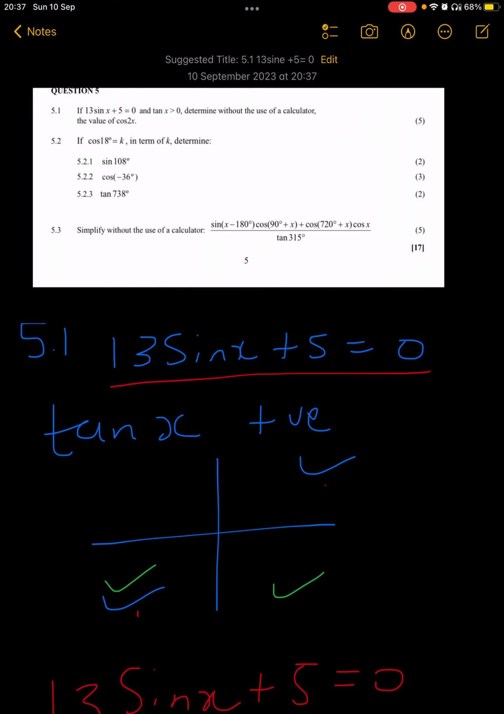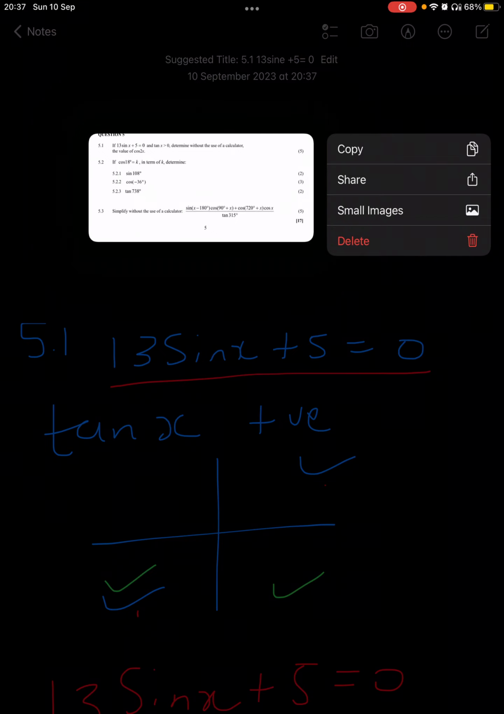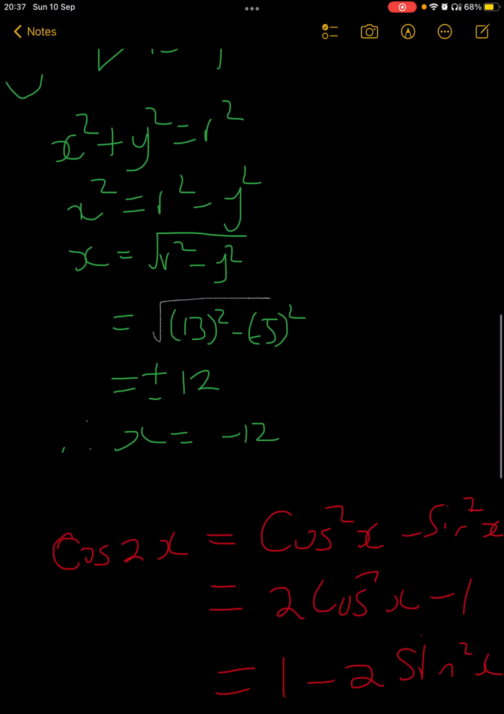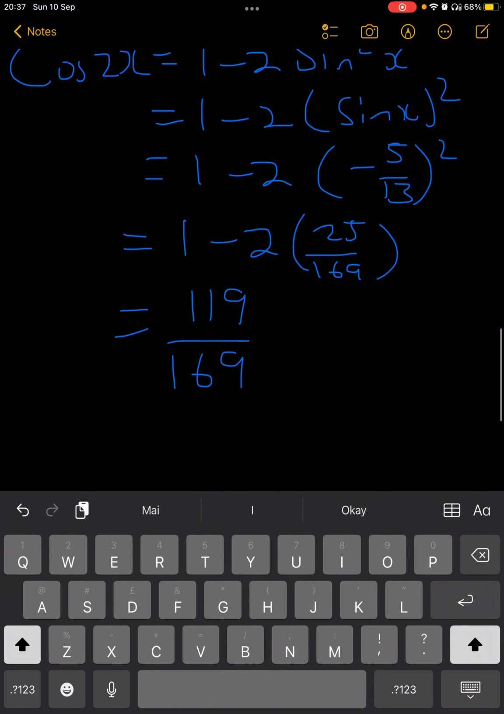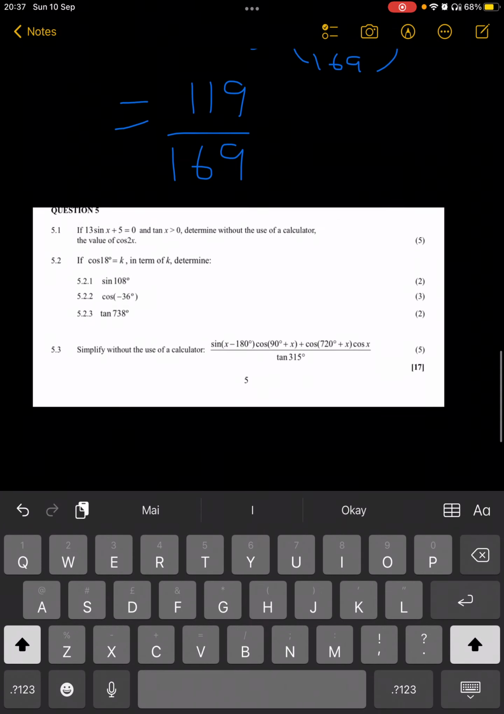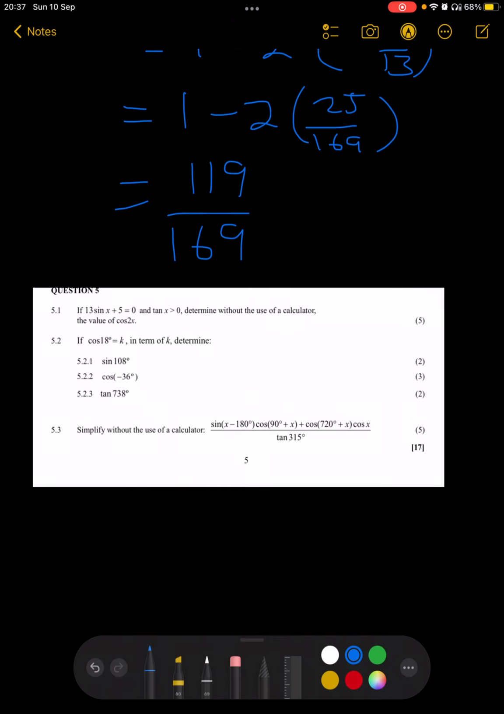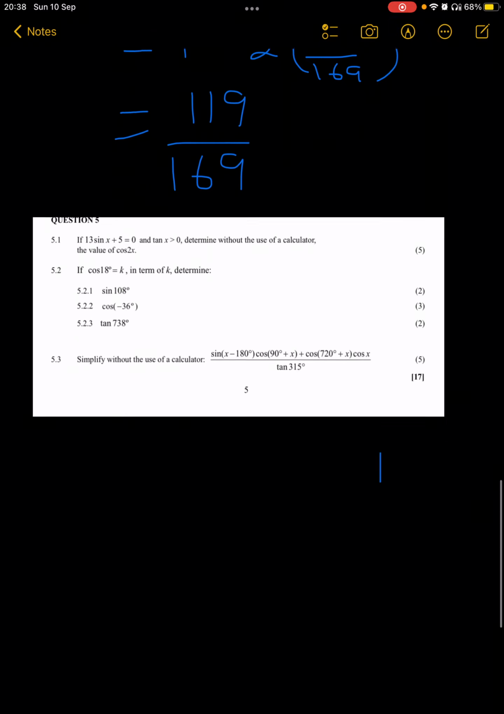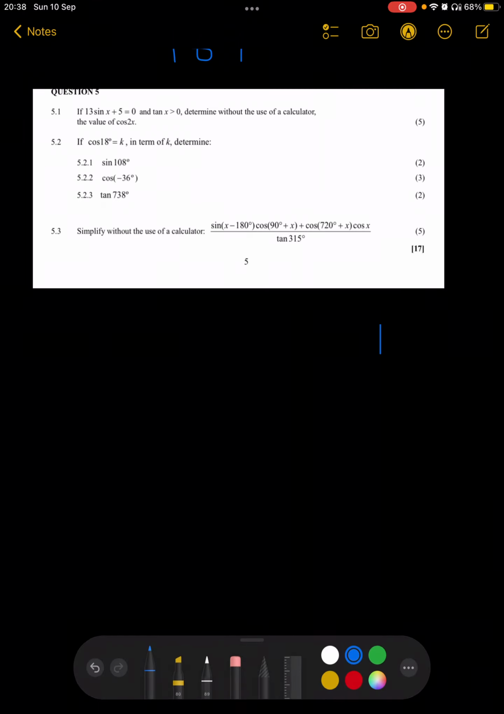In 5.2, let me copy this one and paste it again. In 5.2, we're given cos 18 degrees is equal to k.